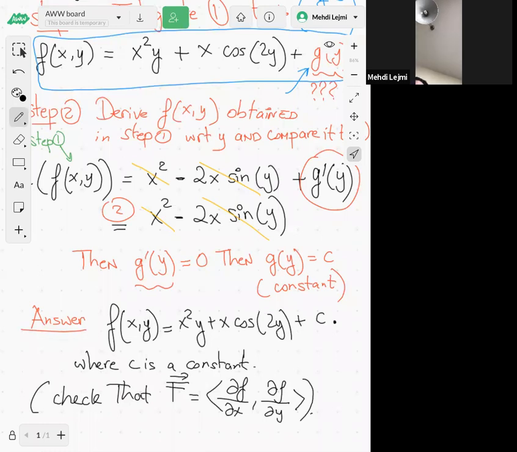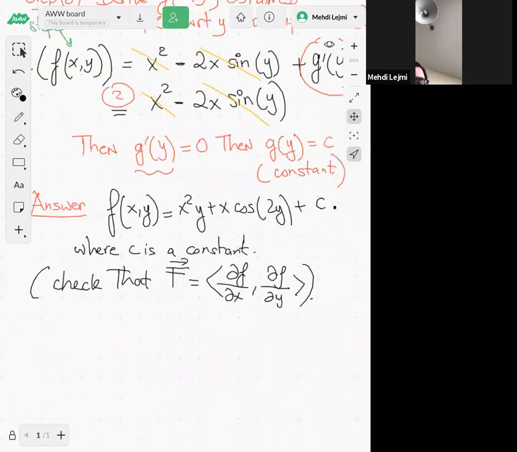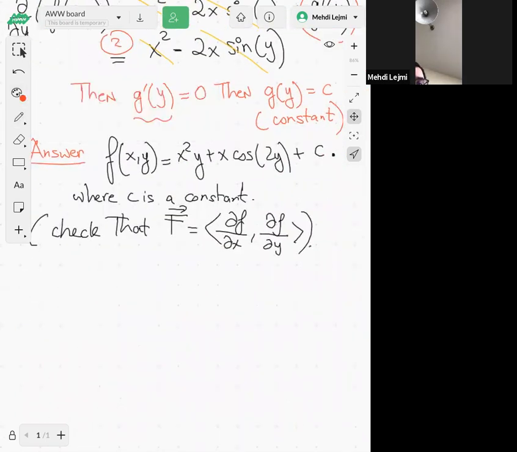I mean, this is a two-dimensional example. Let me do a three-dimensional example. So another example, example number 2.